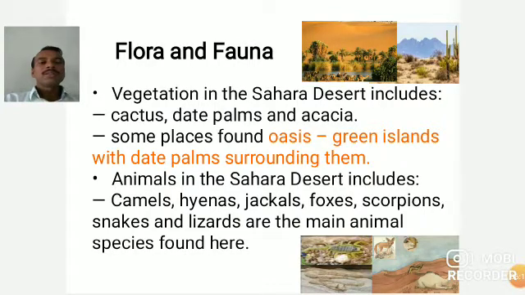Animals in the Sahara Desert include the camel, hyenas, jackals, foxes, scorpions, snakes, and lizards, which are the main animal species found there. The camel is called the ship of the desert, because it is one of the mediums through which we can travel from one place to another where cars or other transportation cannot reach. Hyenas, jackals, and foxes are wild animals, and there are reptiles like scorpions, snakes, and lizards.